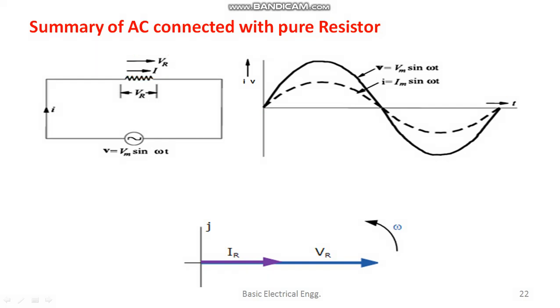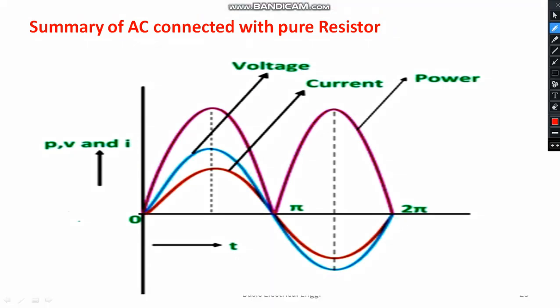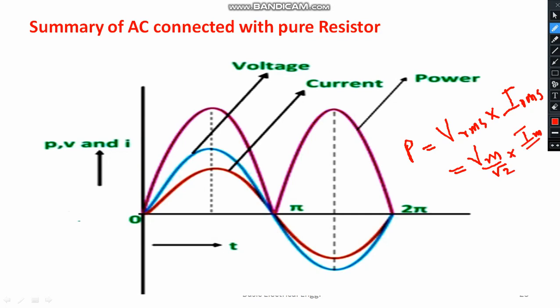These are the basic observations we made in the last session. While calculating the power, we found that the total power consumed by the resistive circuit can be written as P is equal to Vrms into Irms, or else you can write it in terms of the maximum value also. Vrms is nothing but Vm by root 2, and Irms is nothing but Im by root 2. So these are the important observations we found in the previous session.